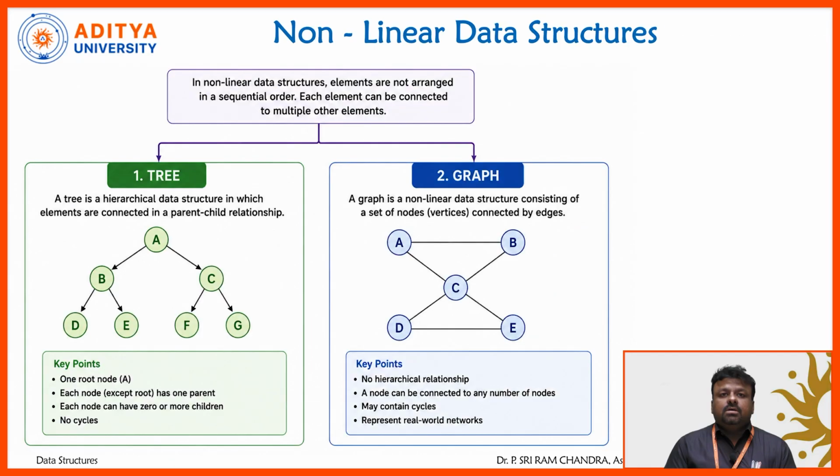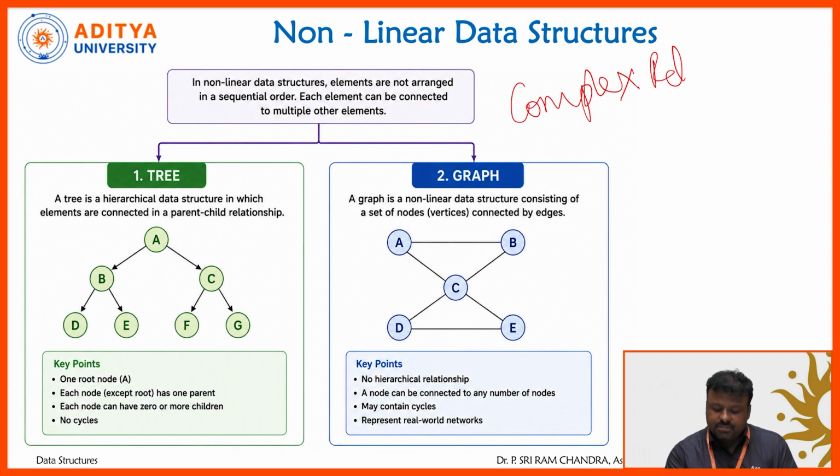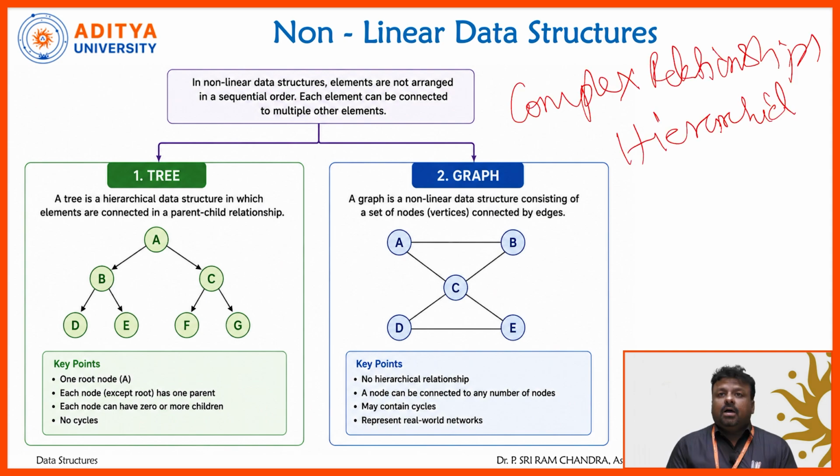The one who entered the queue, upon finishing the particular task, will come out first. Now, non-linear data structures are especially meant to hold complex relationships, especially hierarchical relationships. A parent-child relationship is held by non-linear data structures, and these elements are not arranged in a sequential order. Each element can be connected to multiple other elements. There are two popular non-linear data structures, that is tree and graph.